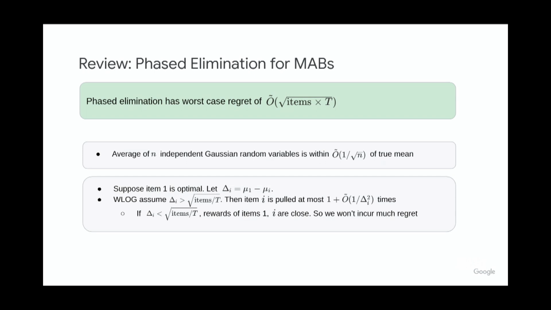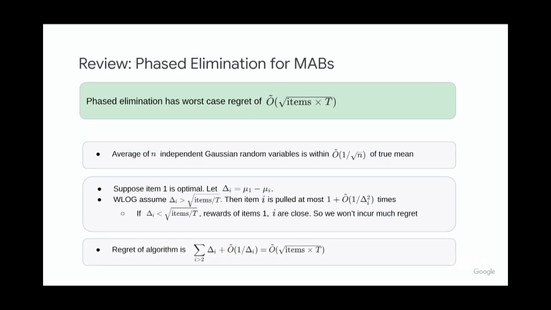Since you know how many times you are going to pull each arm, you can simply compute the regret. The regret is nothing but the number of times you pull that arm times the suboptimality gap. So a simple calculation shows that the regret scales as square root of the number of items times T.